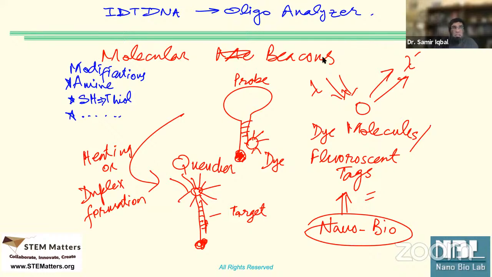We can add those functional groups to DNA molecules. We can put them at the edges. We can put them in the middle. So here there's an example. It's called a molecular beacon. There is a special name.